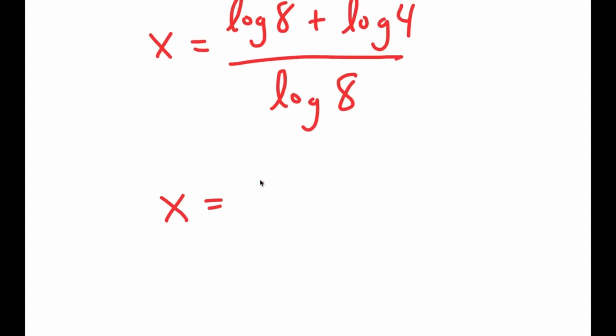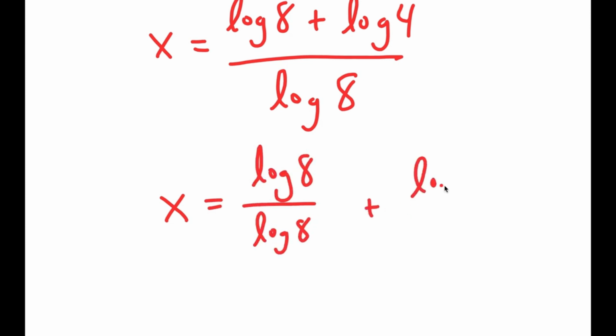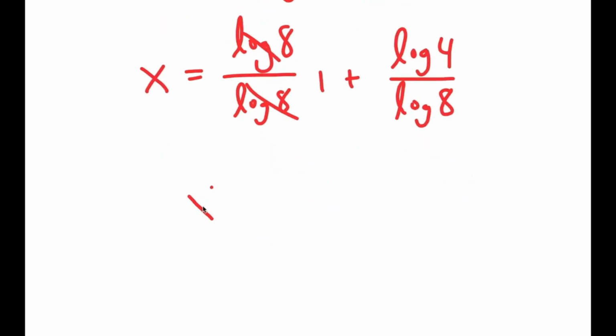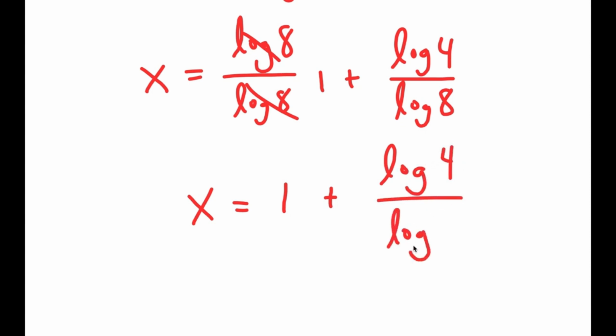Now, this turns into log 8 over log 8 plus log 4 over log 8. So now these two cancel out to get 1. So I get x is equal to 1 plus log of 4 over log of 8.